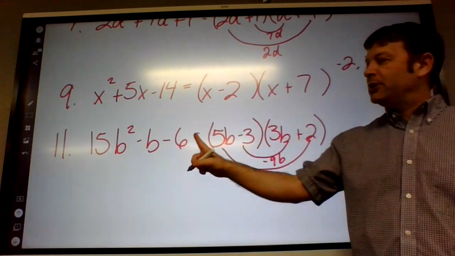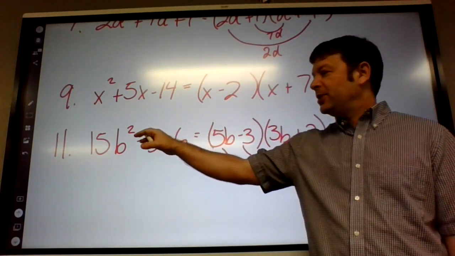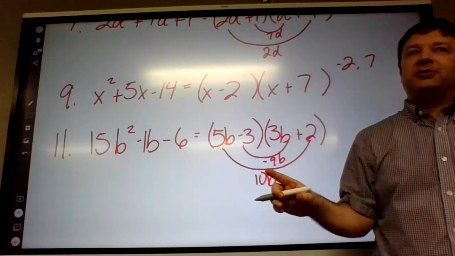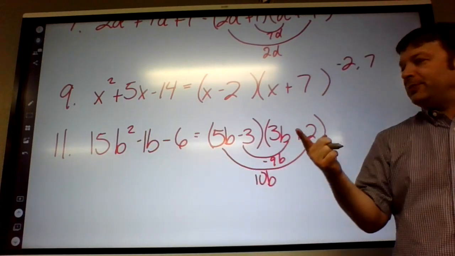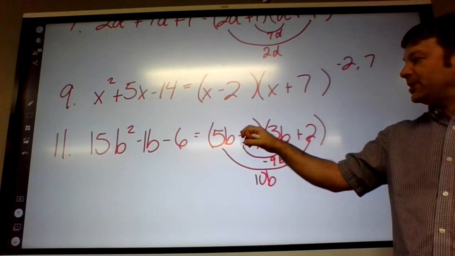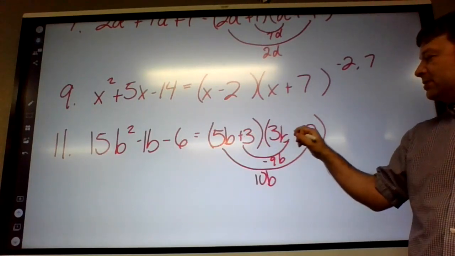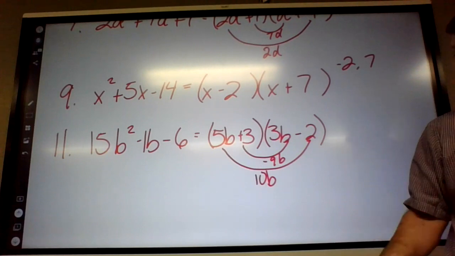Is that what we wanted? No. We wanted negative 1. So that's actually good news, because how do we fix it if we get the opposite of what we want? Switch the plus and minus. So that's not a very hard fix if that happens.